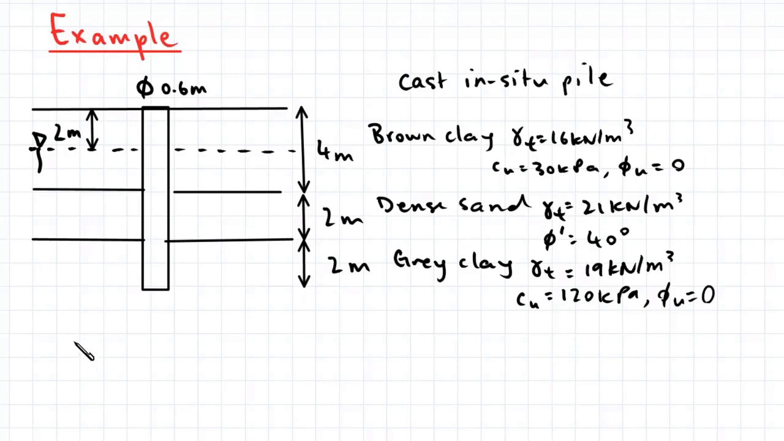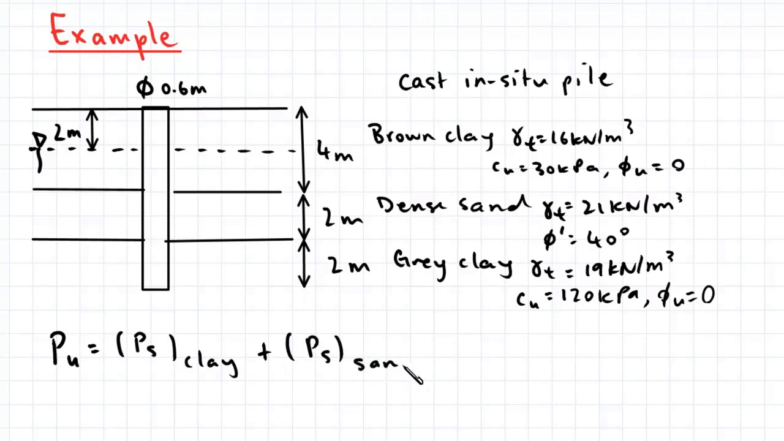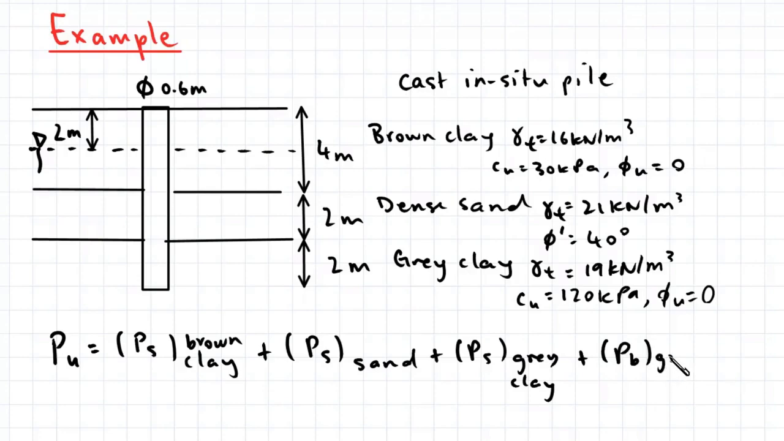The equation for the ultimate axial capacity of a pile can be written like so. Pu is equal to Ps of brown clay plus Ps of sand plus Ps of grey clay plus Pb of grey clay. Ps corresponds to the total shaft resistance, and Pb corresponds to the total base resistance.